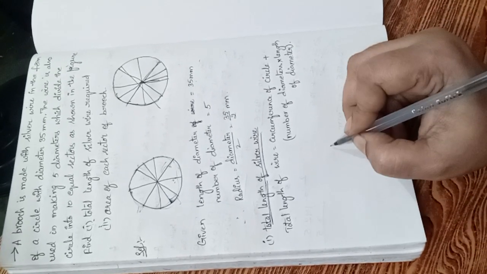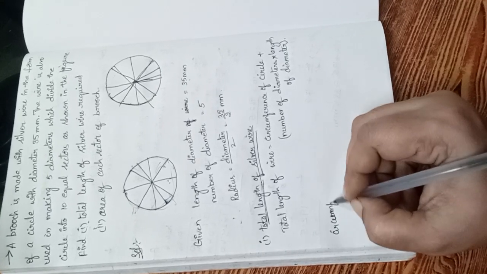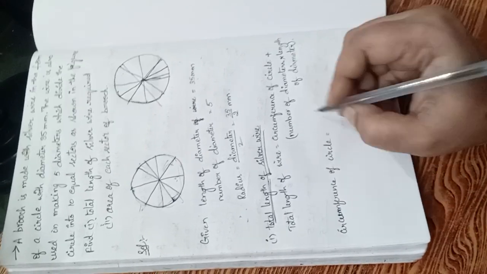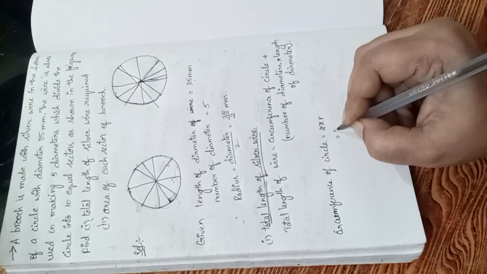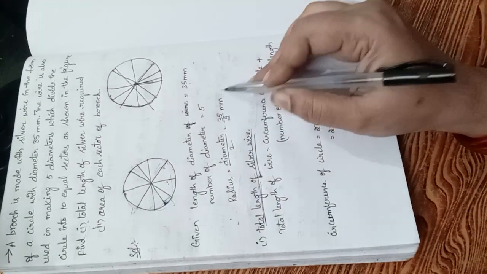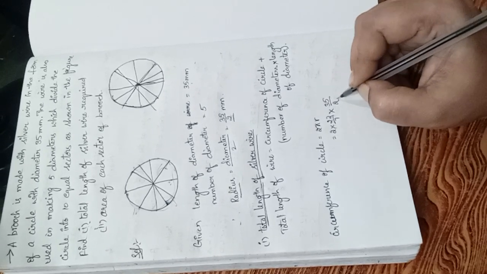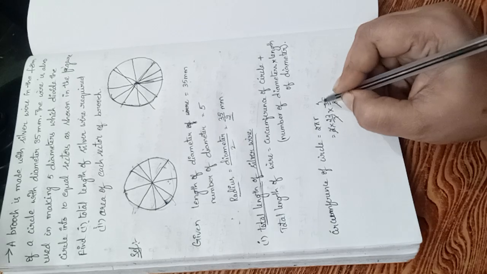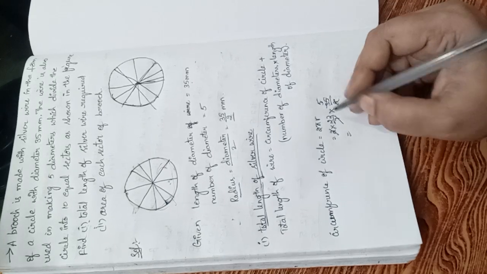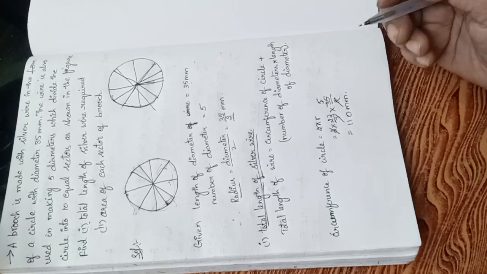Okay, so first we have to find the circumference of the circle, equal to 2 pi r, which is equal to 2 into 22 by 7 into r, and radius is 35 by 2. 2 cancels, 7 into 35 is 5 times. So what we got? 5, 10, 11, 110 millimeter is the circumference of the circle.